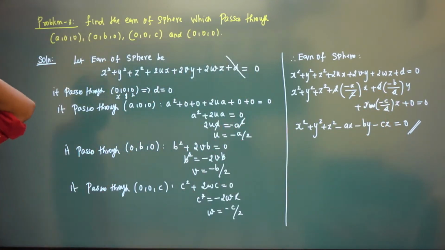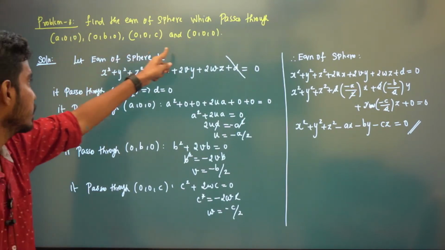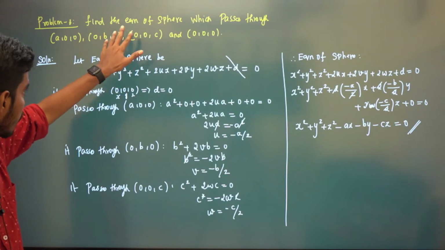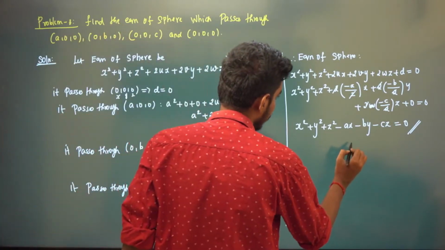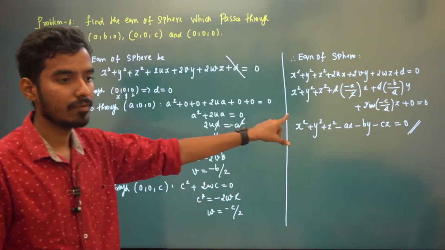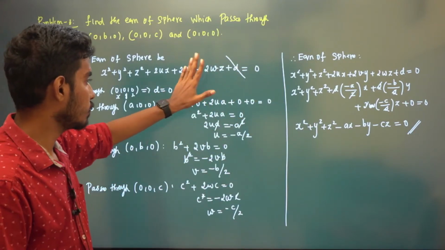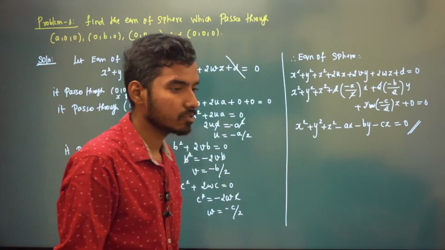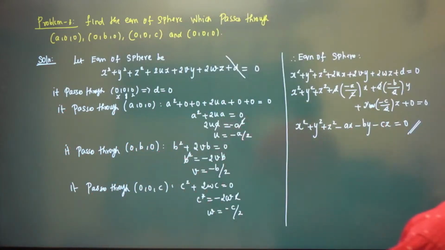Actually, what are these intercepts? Let us draw the diagram. A very important equation. So whenever you want to find equation of sphere that passes through the intercepts and origin, the equation is x square plus y square plus z square minus ax minus by minus cz plus d is equal to 0. Right?